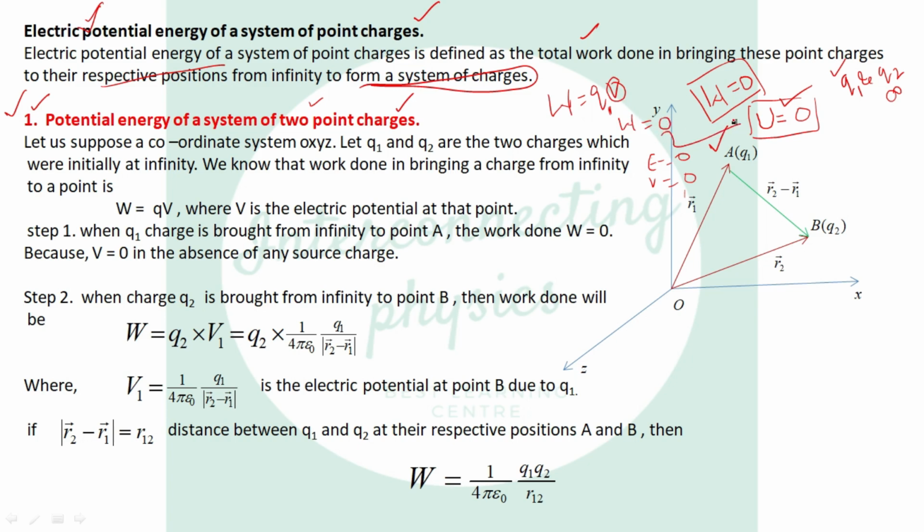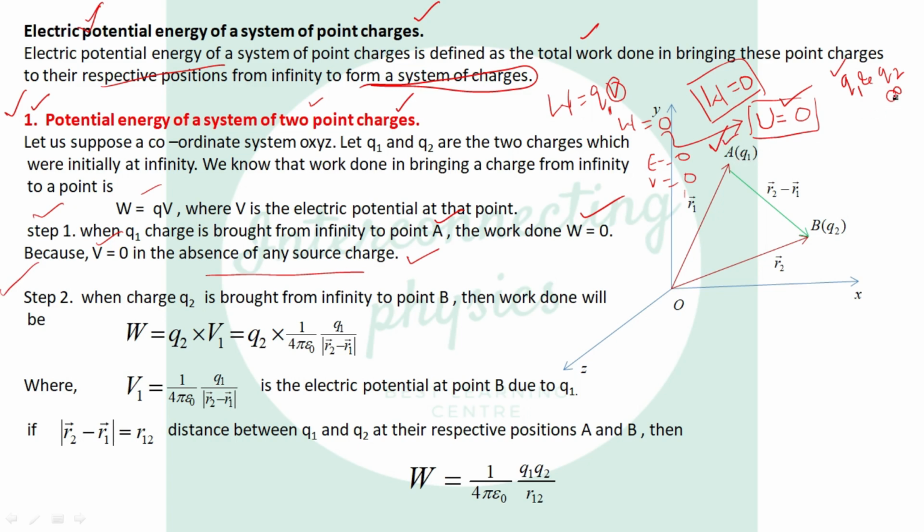Hence electric potential energy for a single charge is always 0. Okay, so you see here, we know that work done in bringing the charge from infinity to a point is Q into V. But in step 1, when Q1 charge is brought from infinity to point A, the work done will be 0, because V equals 0 in the absence of any source charge. Now place Q1 charge at point A.